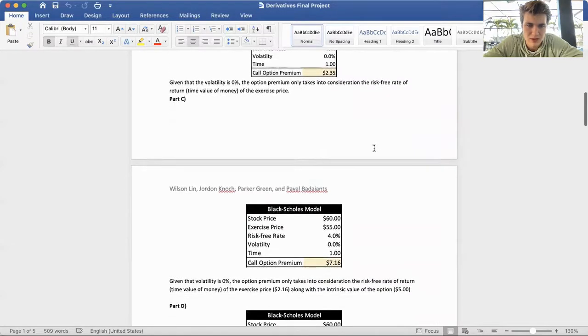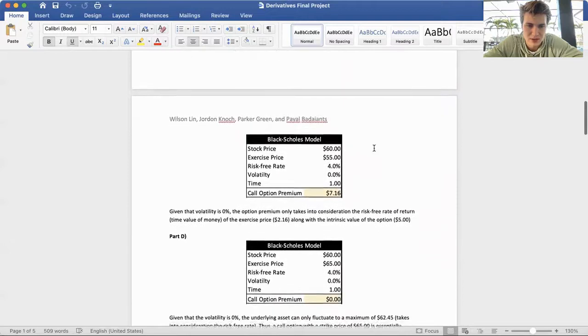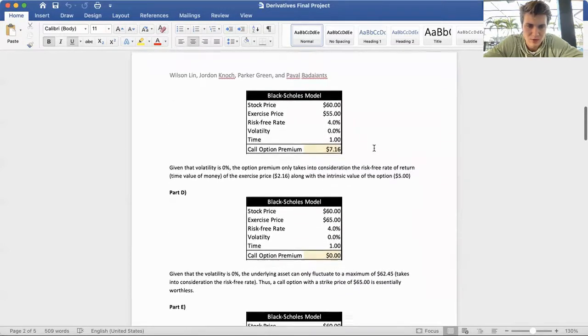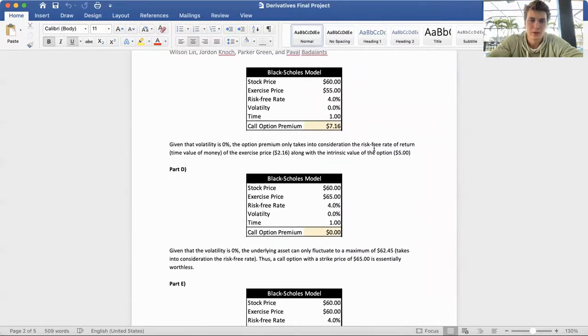Going down to part C, as you guys all see here. So it's similar to the last parts. So with the volatility at 0%, the option premium would technically only take into consideration the risk-free rate of return of the exercise price of $2.16, along with the intrinsic value of $5.